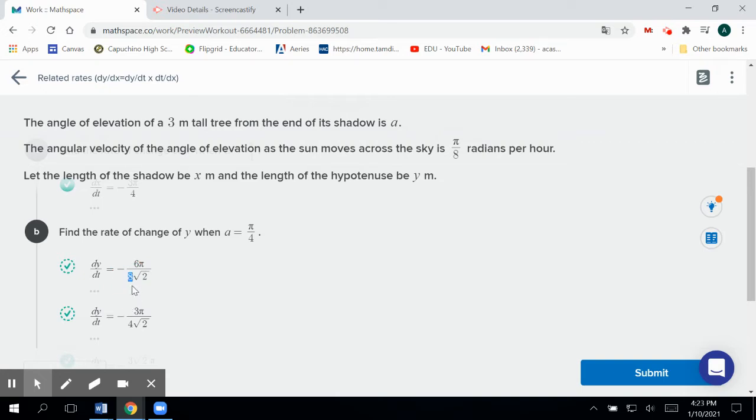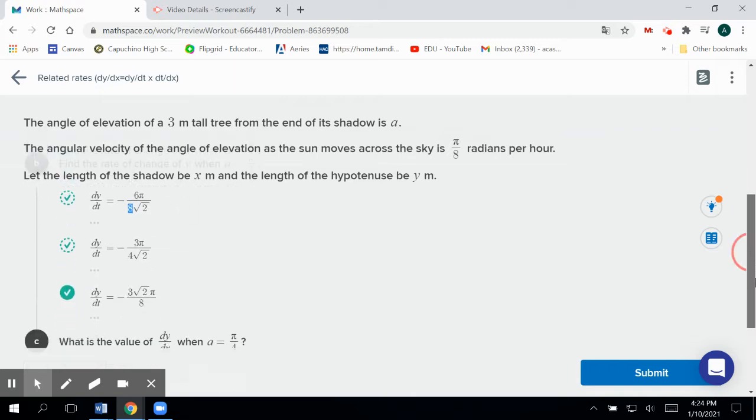Okay, so I put in my 8. Then I reduced it. It still told me I was wrong, so I thought, well, maybe it wants me to rationalize the denominator. So I multiplied both the numerator and the denominator by the square root of 2, and that left me with negative 3 root 2 pi over 8. And yes, then finally I was okay. So not a major catastrophe. I just got careless and forgot to copy down that 8 as I was going.